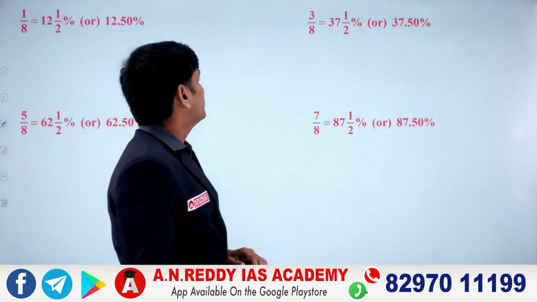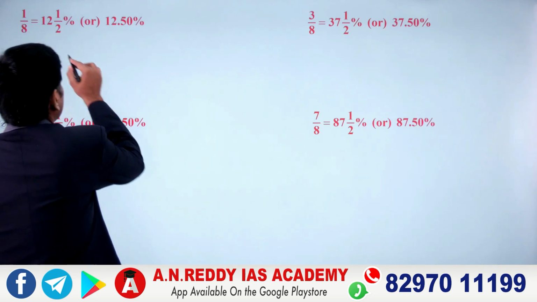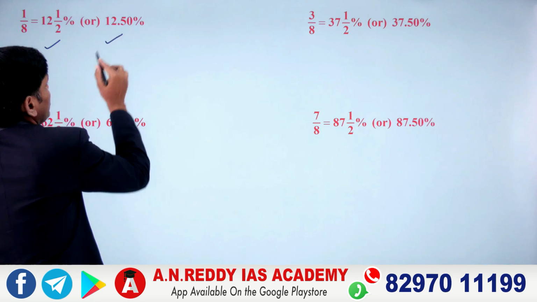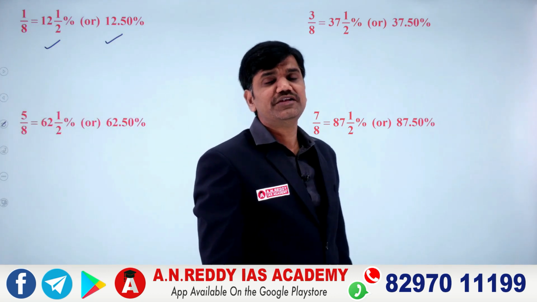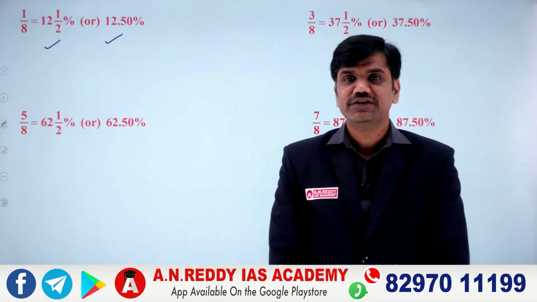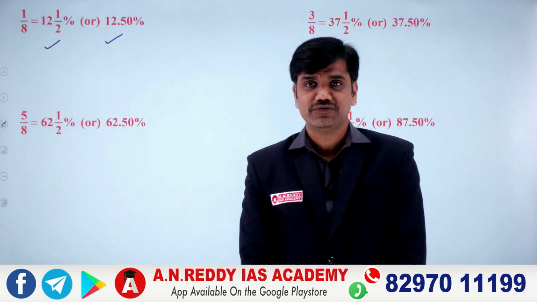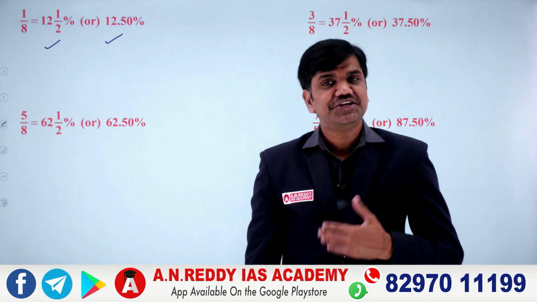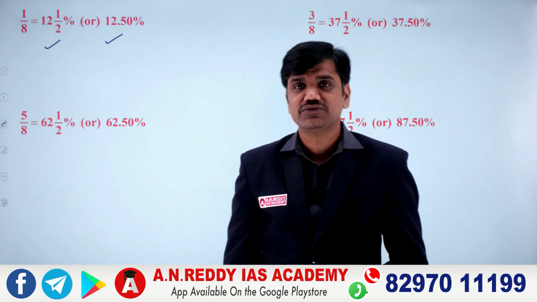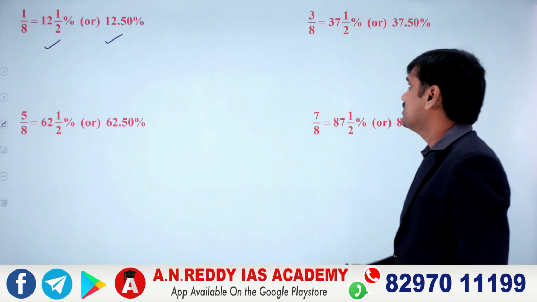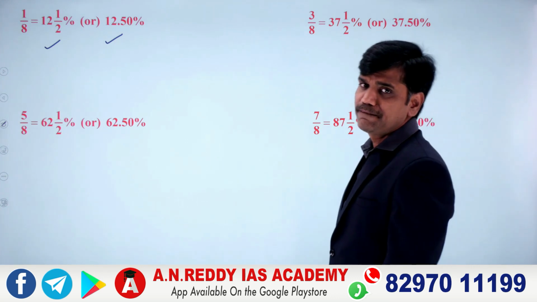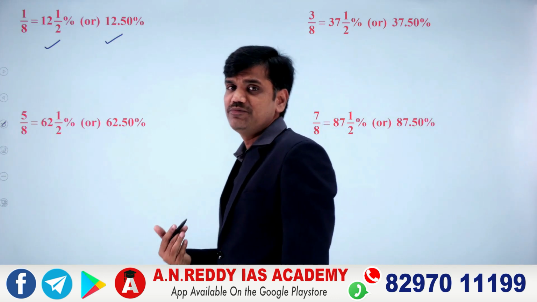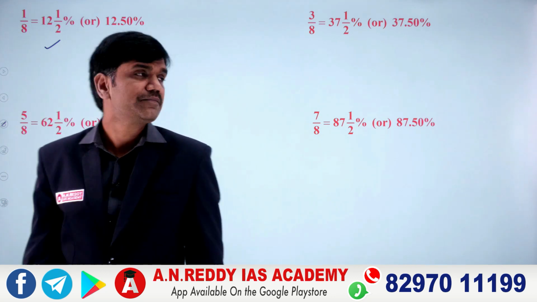Next 1 by 8. 1 by 8 will be 12 and a half, or 12.50. 2 by 8 is nothing but 1 by 4. I don't need that because I have already learnt 1 by 4. 3 by 8 will be 3 times of that 12.50, which is nothing but 37.50% or 37.5%. Like that 5 by 8 and 7 by 8 also you can learn.